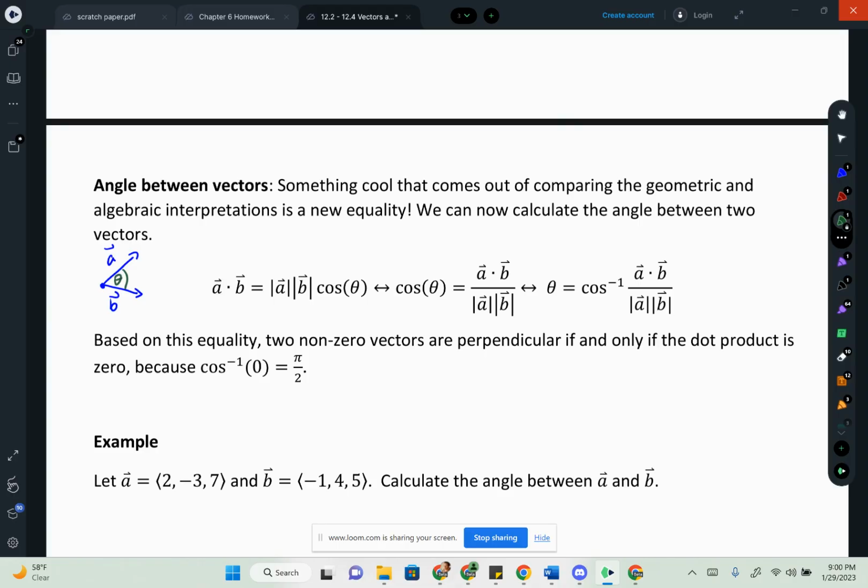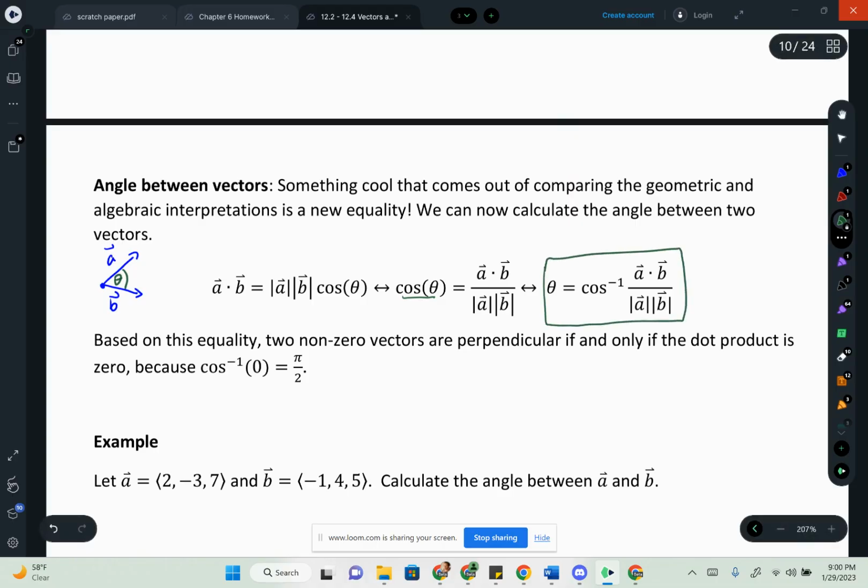Because A dot B is equal to the product of the magnitudes and cosine of theta, we can isolate cosine of theta to be the dot product of the two vectors divided by the product of the magnitudes. And then finally, we could take the cosine inverse of both sides, and we get this new formula. You do have one version of this formula on your formula sheet, so it's not something you have to memorize, but you need to be able to go between the two different versions depending on what you need.